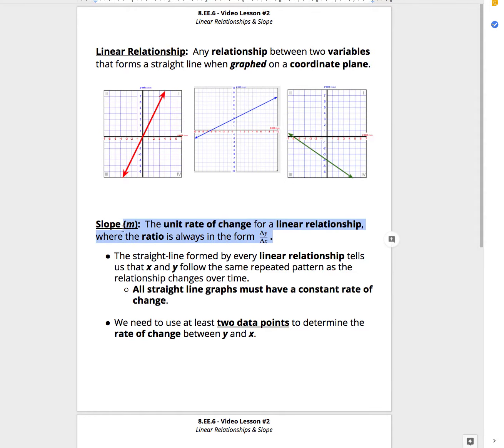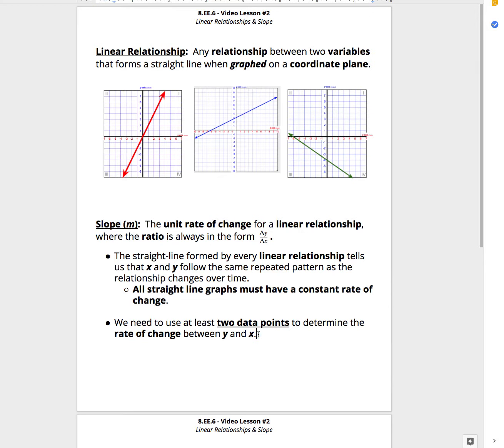When we talk about slope, we're referring to the unit rate of change for a linear relationship. This unit rate of change is always written in the form change in y over change in x. We're going to often use the letter m as a variable to refer to slope. The straight line formed by every linear relationship tells us that x and y follow some repeated pattern. In other words, all straight line graphs must have a constant rate of change. Slope is a measurement of that constant rate of change.